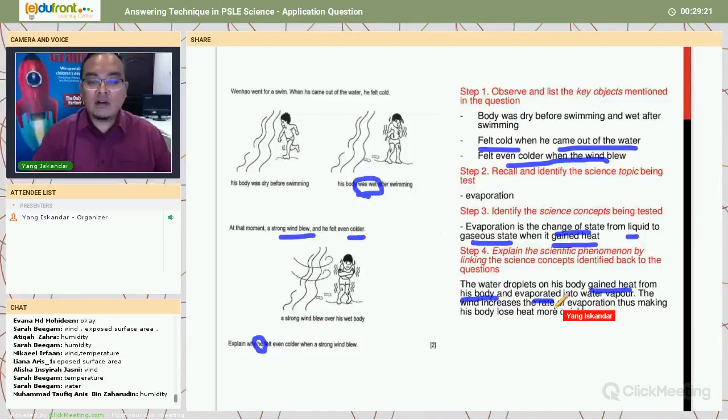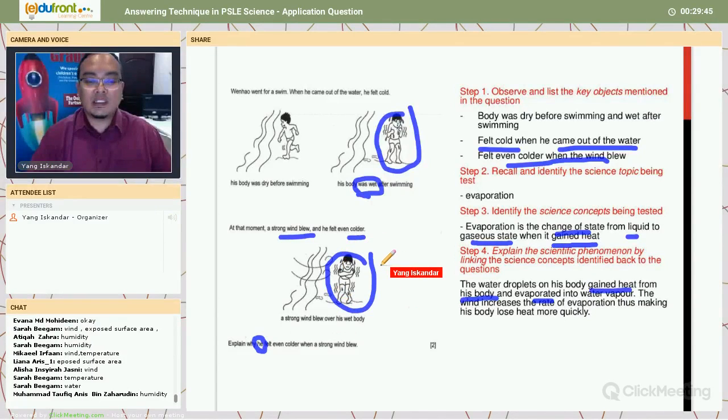Let's move on to this question. We know that one of the factors affecting the rate of evaporation is the presence of wind. So when the wind blows, what happened to the rate of evaporation in this question? It will increase, right? So rate of evaporation increases, hence his body will lose heat more quickly. That's why you can see in this picture, he's only shivering a little bit. In this picture, he's shivering a lot. Why? Because when the strong wind blew, the rate of evaporation increases. So when the rate of evaporation increases, the body will lose heat faster. Okay, very good.